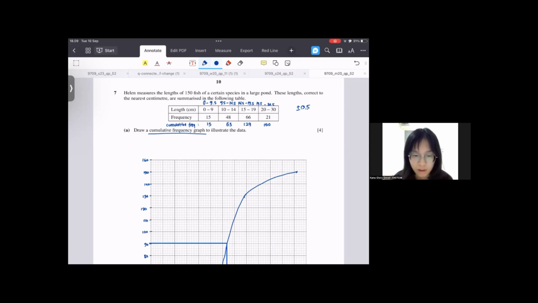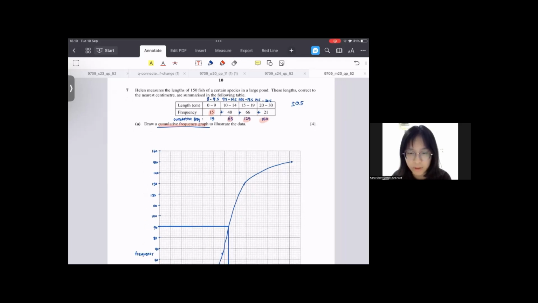And here we're supposed to draw a cumulative frequency graph. How to make a cumulative frequency graph is first finding the cumulative frequency. From 0 to 9, the data is 15, as seen here. To get the next cumulative frequency, we can simply add 15 plus 48, which gives us 63. Then we continue with 15 plus 48 plus 66 to get 129, and plus that again to get 150.